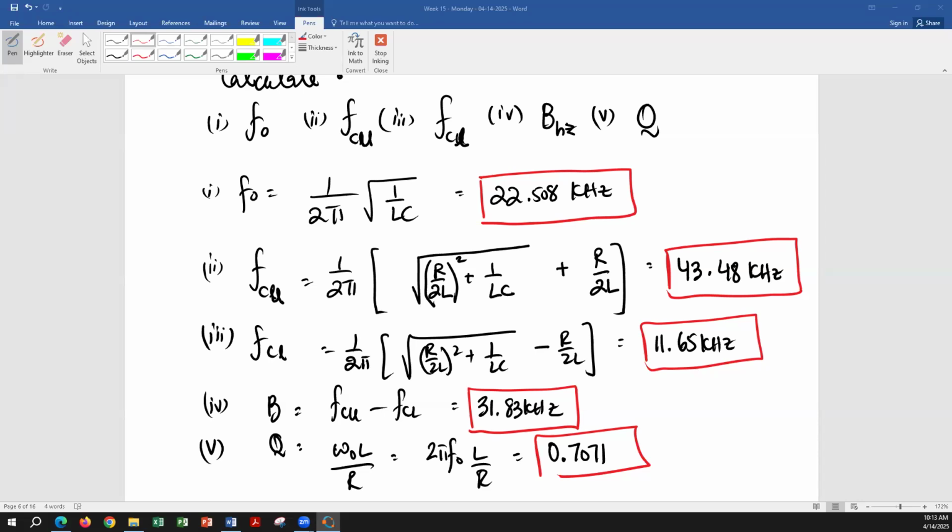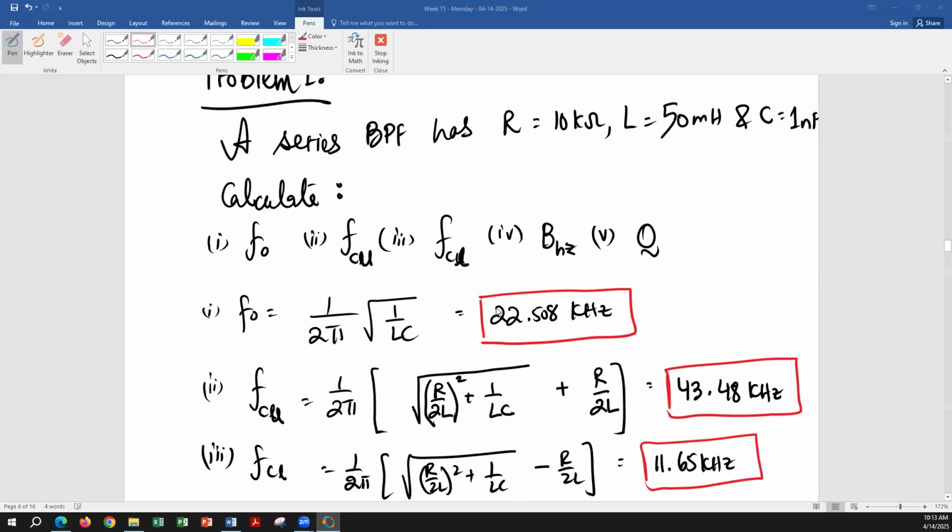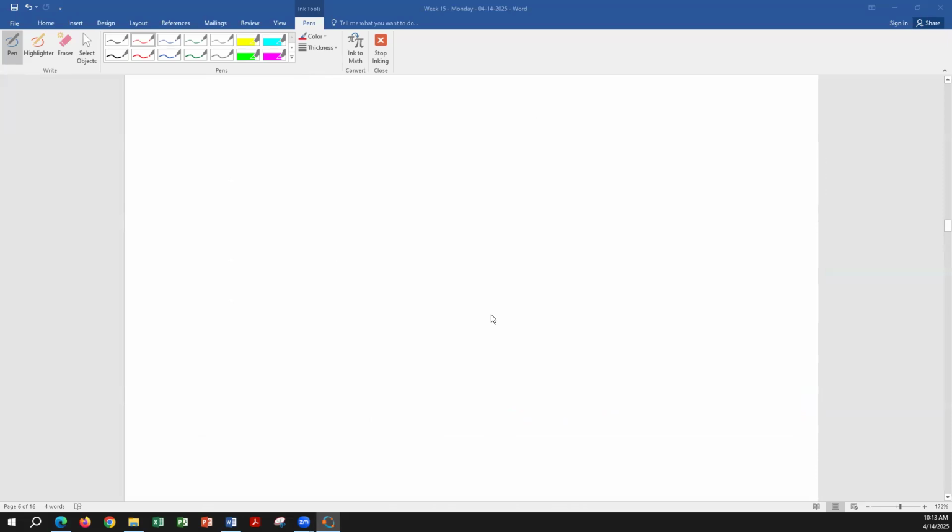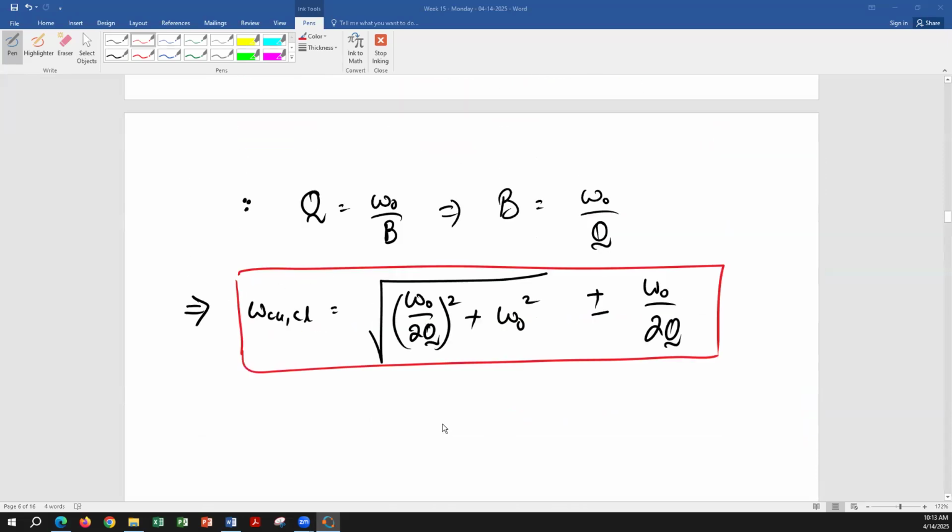Well, check how you're entering. I'm assuming it should be the same. It should be the same. Yeah, it's because all of them that we derived were in terms of radian per second. So just make sure to divide it by 2 pi.